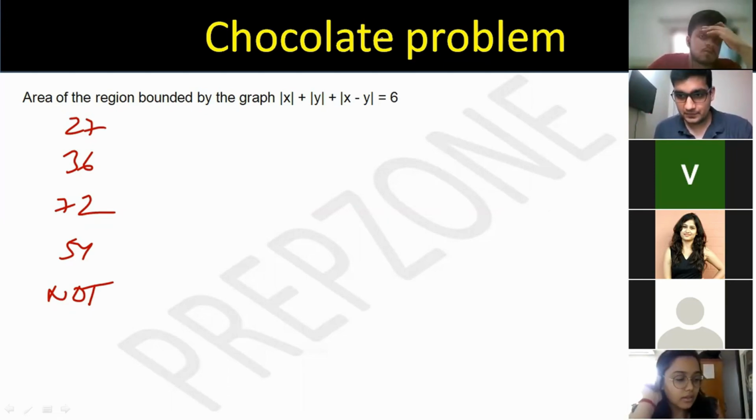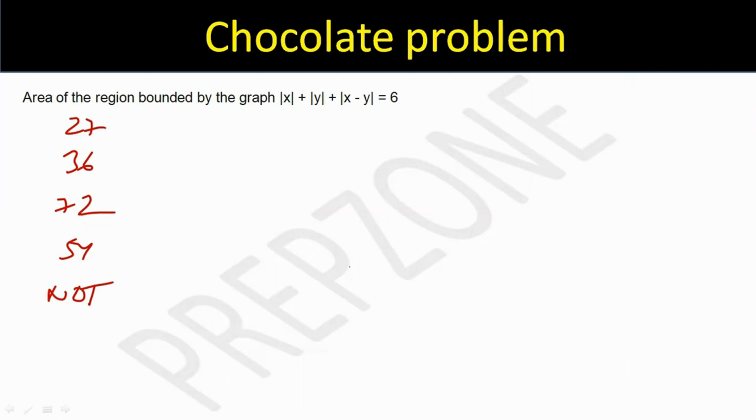So I took 4 cases where x is greater than 0, y is greater than 0, and x is greater than y. Then I took another case where x is greater than 0, y is greater than 0, and x is less than y. Let's keep on making the cases. So in the first case, when this is positive, and x is greater than y, what's the equation? So x will be equal to 3.